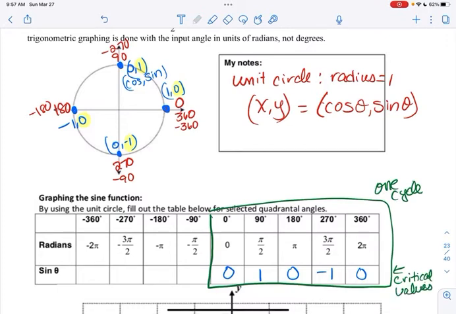Let's do the negatives going in the other direction. Negative 90 is negative 1. I'm just getting this right off the unit circle up there. Negative 180 is 0. Negative 270 is 1. And negative 360 is 0. But you can see that these numbers are just repeating themselves. So my critical values are 0, 1, 0, negative 1, and 0.